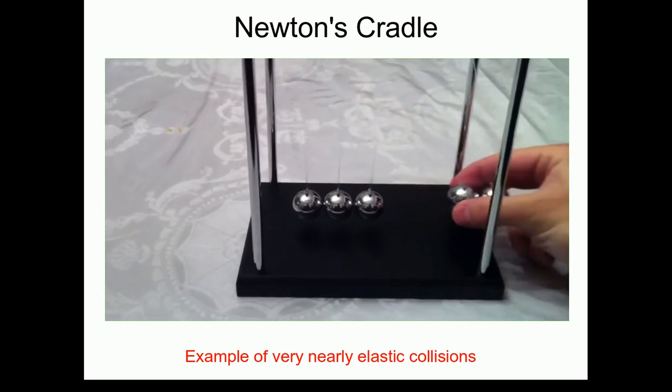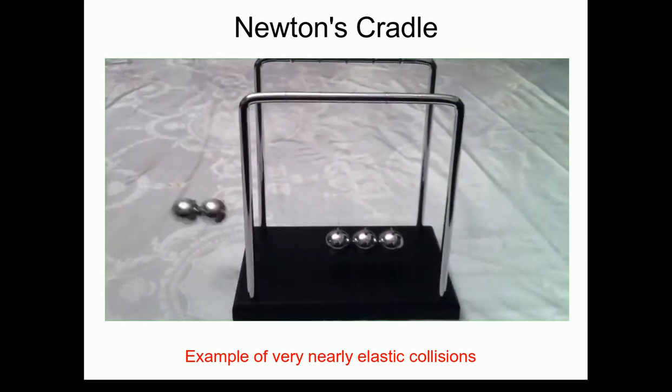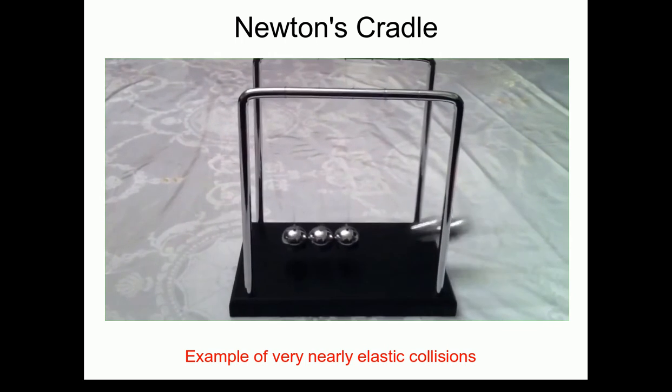Here's an example of some elastic collisions, in that you can see that the balls basically return to the same height after every collision. This tells us that after each collision, the kinetic energy is conserved, because all of that kinetic energy is transferred into potential energy. So this is a good example of some elastic collisions.